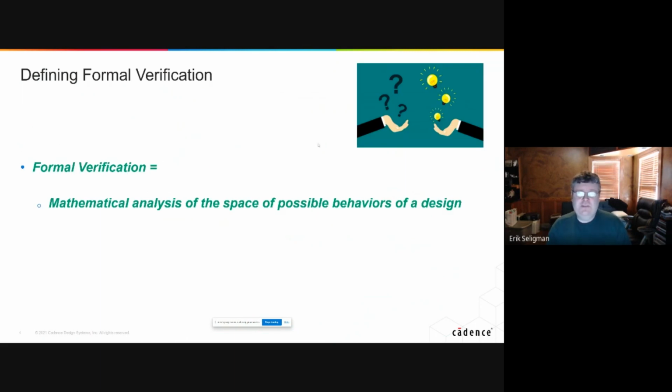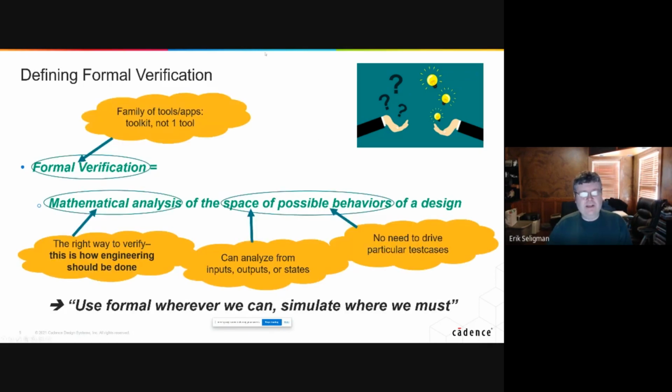The simplest definition I like to use is that it's a mathematical analysis of the space of possible behaviors of a design. What does this mean? You should think of formal verification as a family of applications, not just one tool. It refers to mathematically analyzing what your RTL is going to do rather than just trying specific values. That is the way engineering should be done. Anything you're designing, you want to write the equations and prove it's going to do what you want for all possible cases. You don't just want to try specific values.